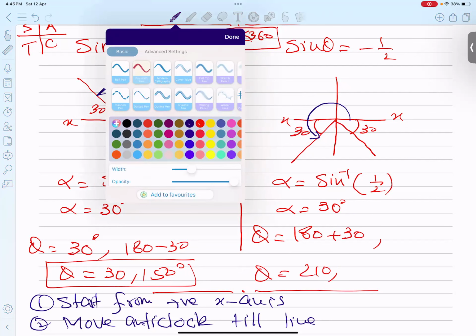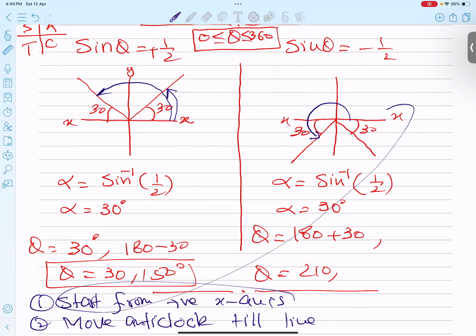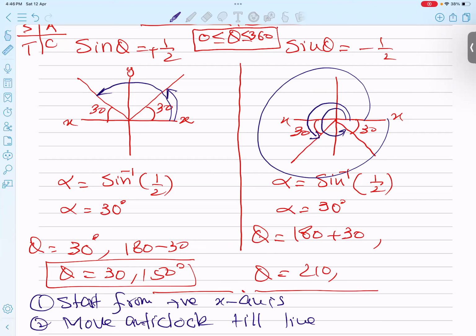Second answer, students, again start from the positive x-axis, move anti-clockwise till the second line. This full circle is 360, but this 30 I don't need. So from 360 degrees subtract 30. From here till here I have to stop, and this 30 I don't need. So 360 minus 30 is my second answer.